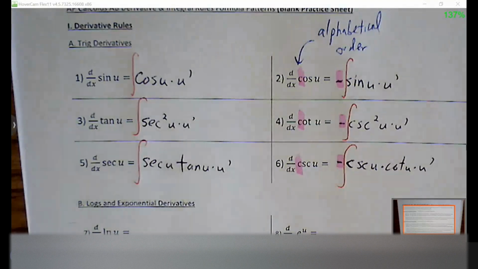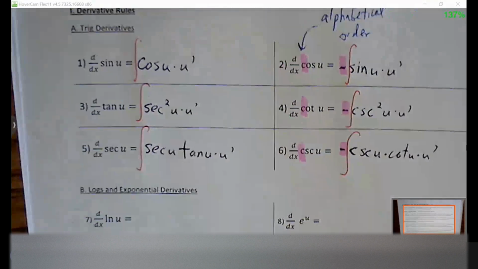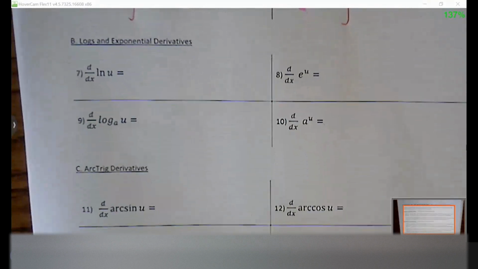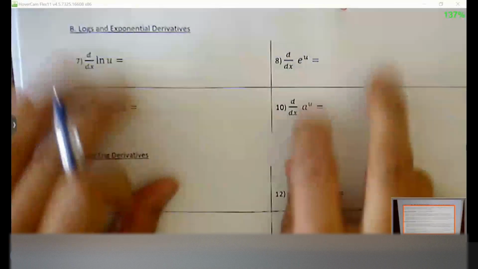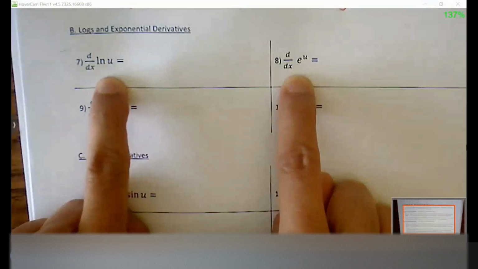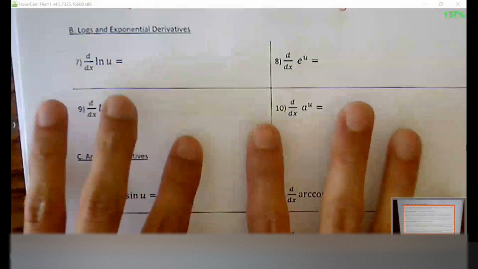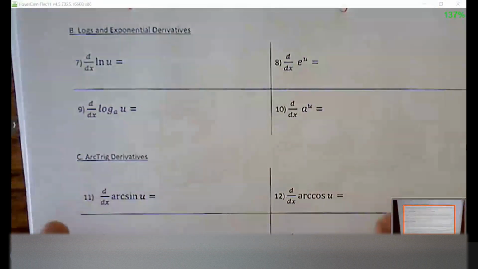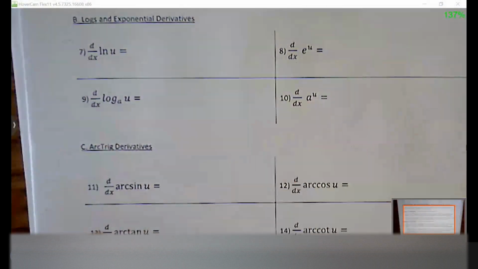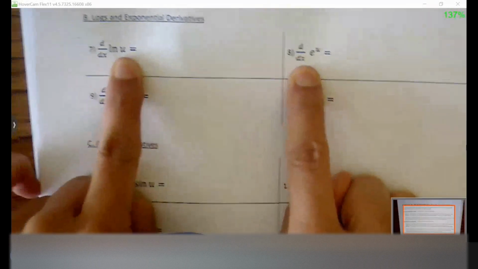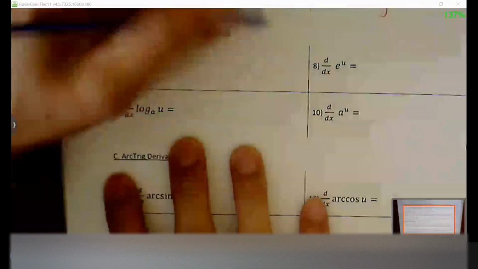Okay, while I'm at it, let me just go through some of these other rules and how I organize them. So these are the more obscure rules. Well, not these, but I have some more obscure rules I want to show you if you want to spend the time to memorize them, that it's not too hard. Natural log and e to the u, these are the most basic ones. We should know these.